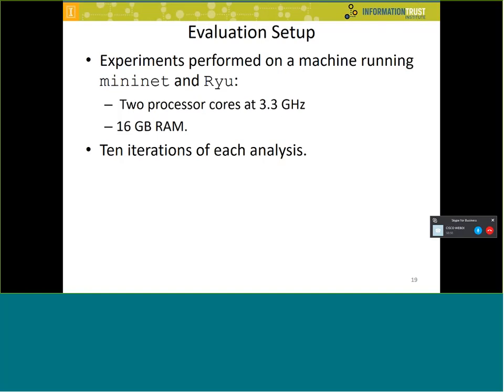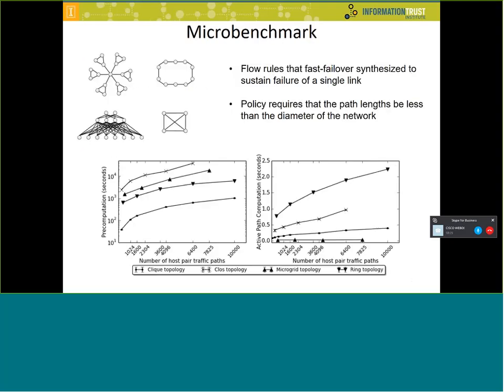Basically, the rest of the talk is evaluating this in different settings. We did the evaluation entirely in a software environment. We didn't have that many hardware switches for doing a scaling experiment. So we used Mininet and Ryu. There was 16 GB of RAM on the machine, and we were using 2 processor cores. We ran the policy validation analysis 10 times, and we were plotting how much time it takes. That was the key metric of interest to us.